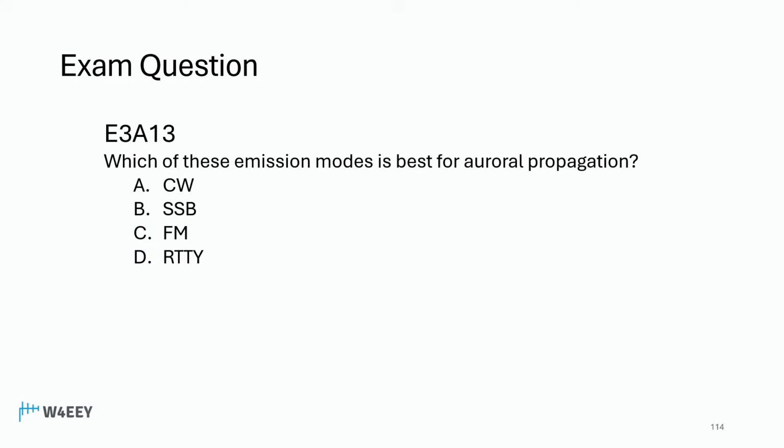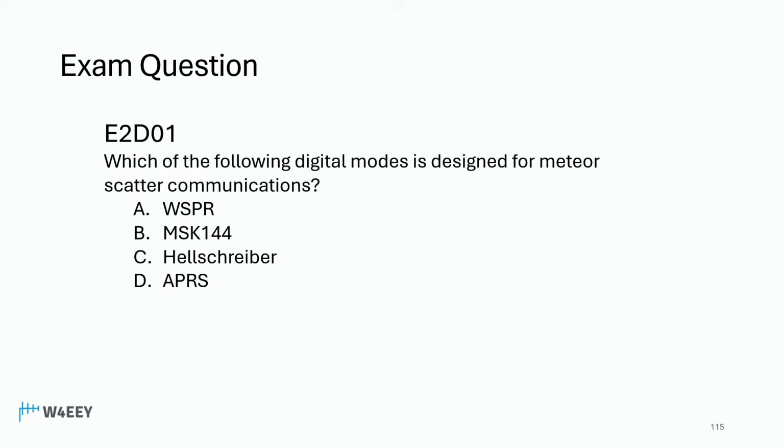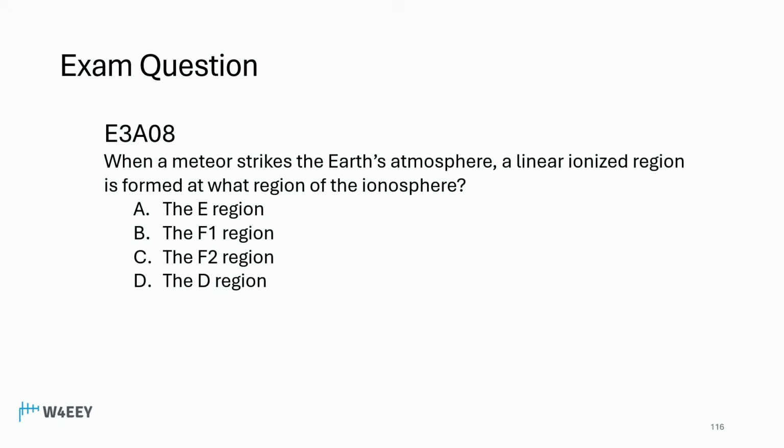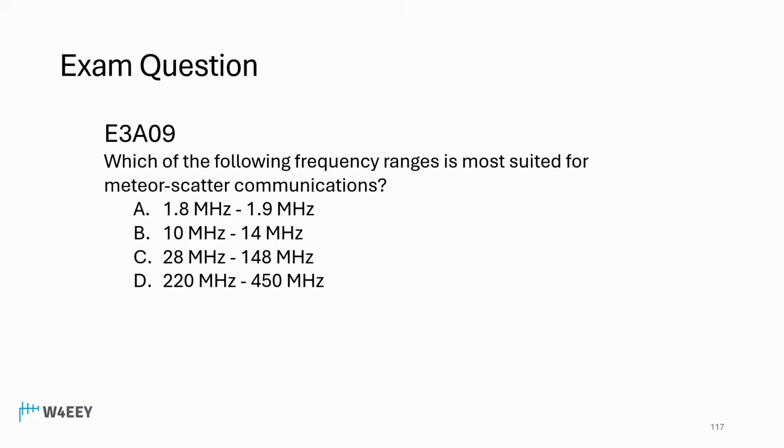Which of these emission modes is best for auroral propagation? Alpha, CW. Gary was successful on sideband. Which of the following digital modes is designed for meteor scatter communications? Bravo, MSK 144. When a meteor strikes the Earth's atmosphere, a linear ionized region is formed at what region of the ionosphere? Alpha. Right, exactly. Which of the following frequency ranges is most suited for meteor scatter communications? Charlie. That is Charlie.